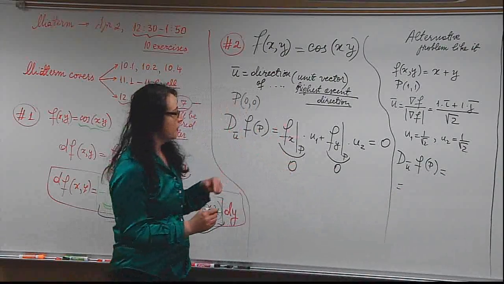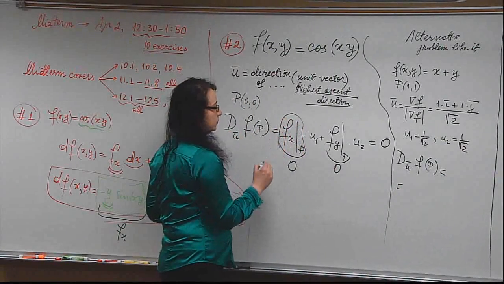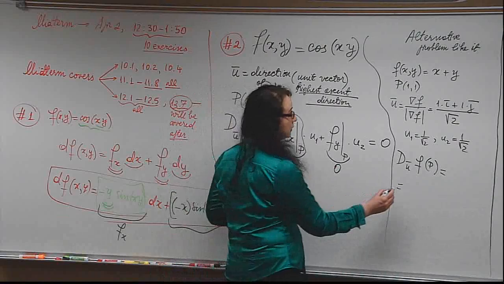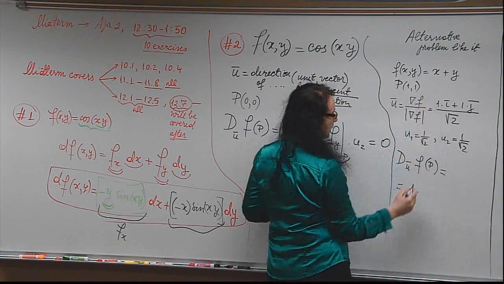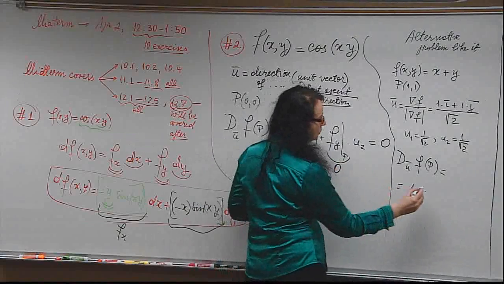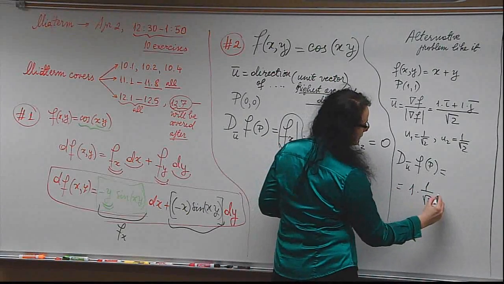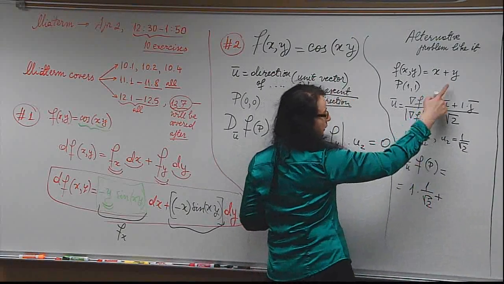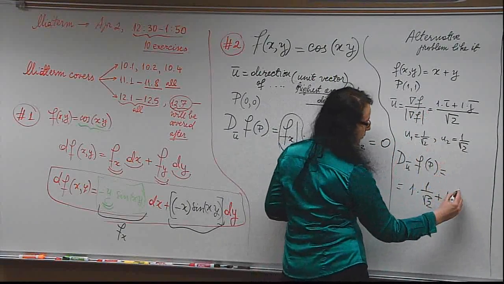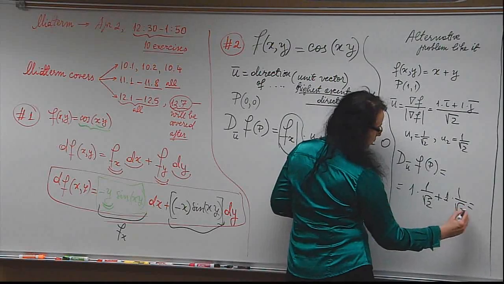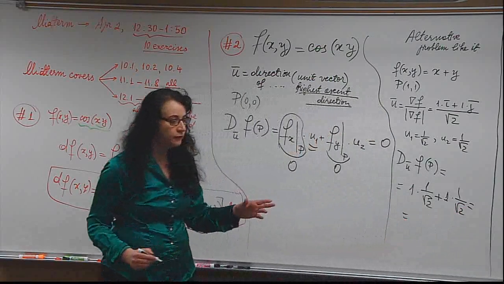The first number will be 1, because that's the derivative with respect to x times u1, 1 over root 2, plus the derivative with respect to y, 1 times u2, 1 over root 2. All in all, do you leave it like this?